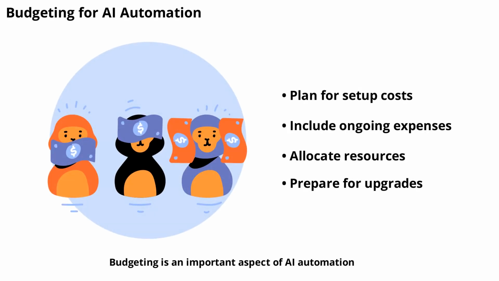Budgeting is an important aspect of AI automation. Consider both initial setup costs and ongoing expenses such as software licenses, maintenance, and training. Plan your budget carefully to ensure you have the resources needed for successful implementation and future upgrades.